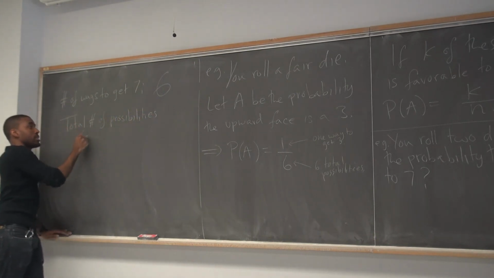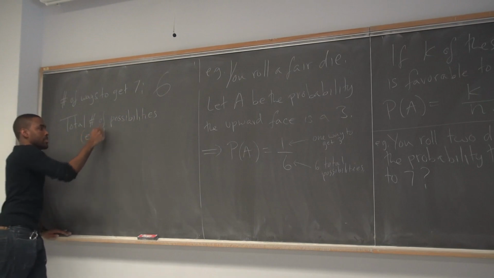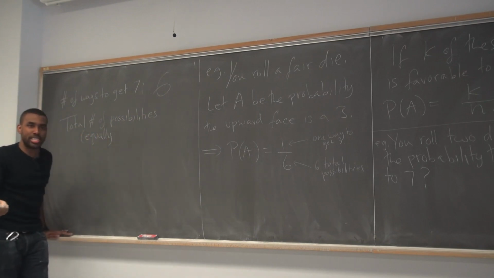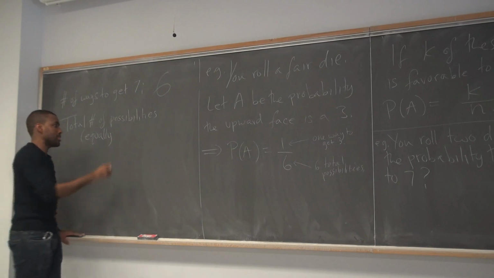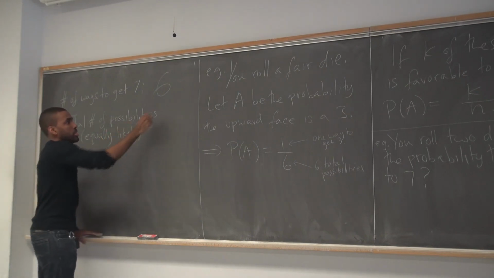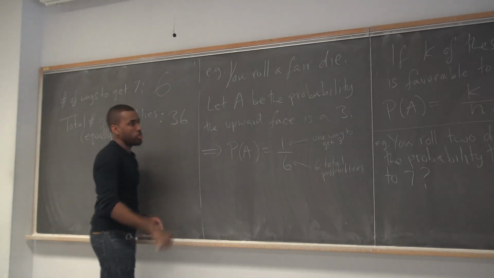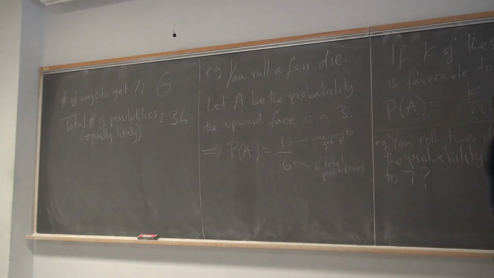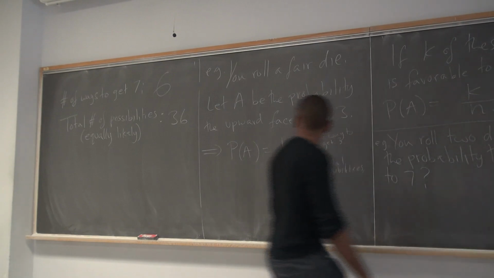And of course, we're assuming they're equally likely, right? Like, the person I'm playing with is not trying to scam me by giving me loaded dice, right? I'm going to think they're on the up and up. Well, there are 36 total possibilities, right? This is just all the numbers in this table. 6 times 6 gives me 36 total possibilities.